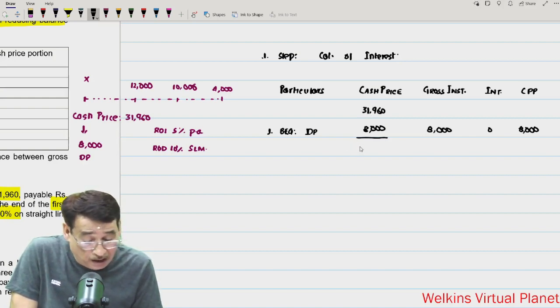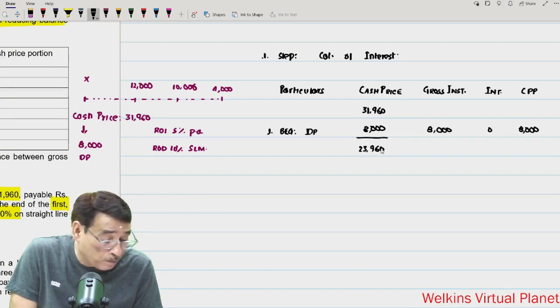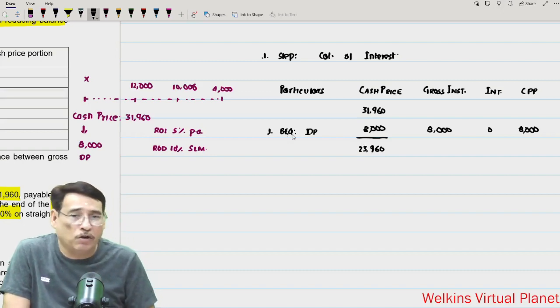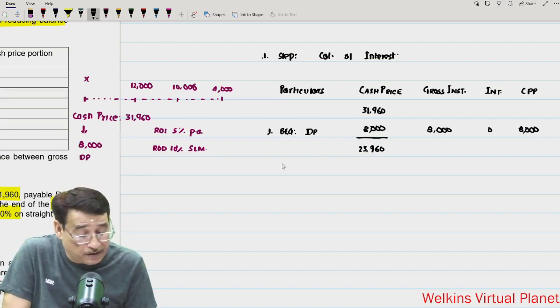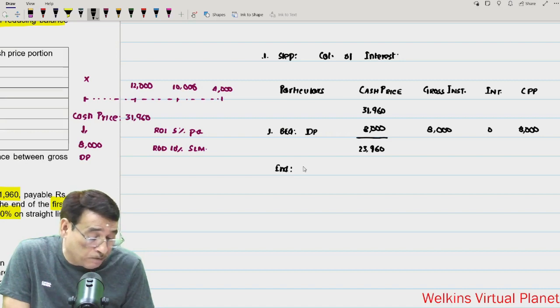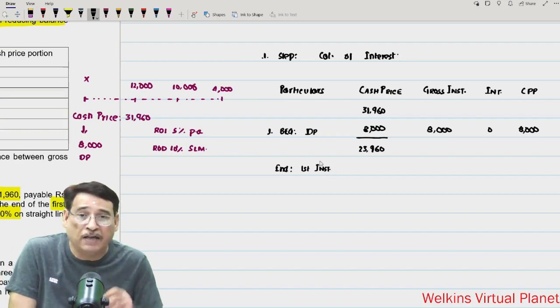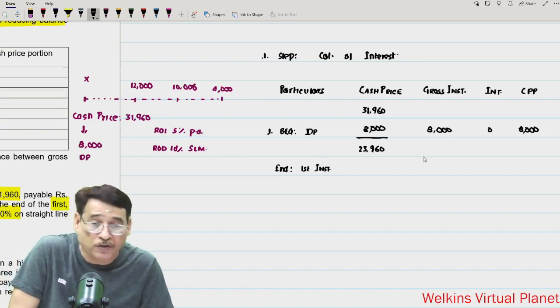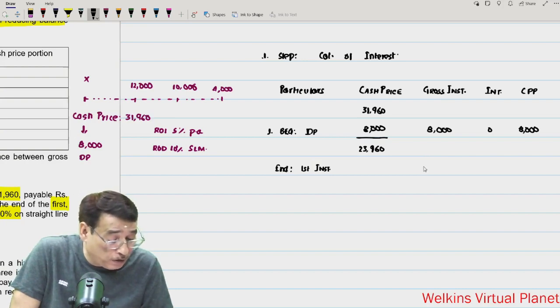So now we are left with 23,960. Down payment is also known as zero installment, as I told you in the last session. Now we will reach the end of the first year. At the end of the first year, I am going to pay the first installment. Now, in this question, the amount of the first installment, as you can see, is 12,000. So first, in the column of the gross installment, you write 12,000.